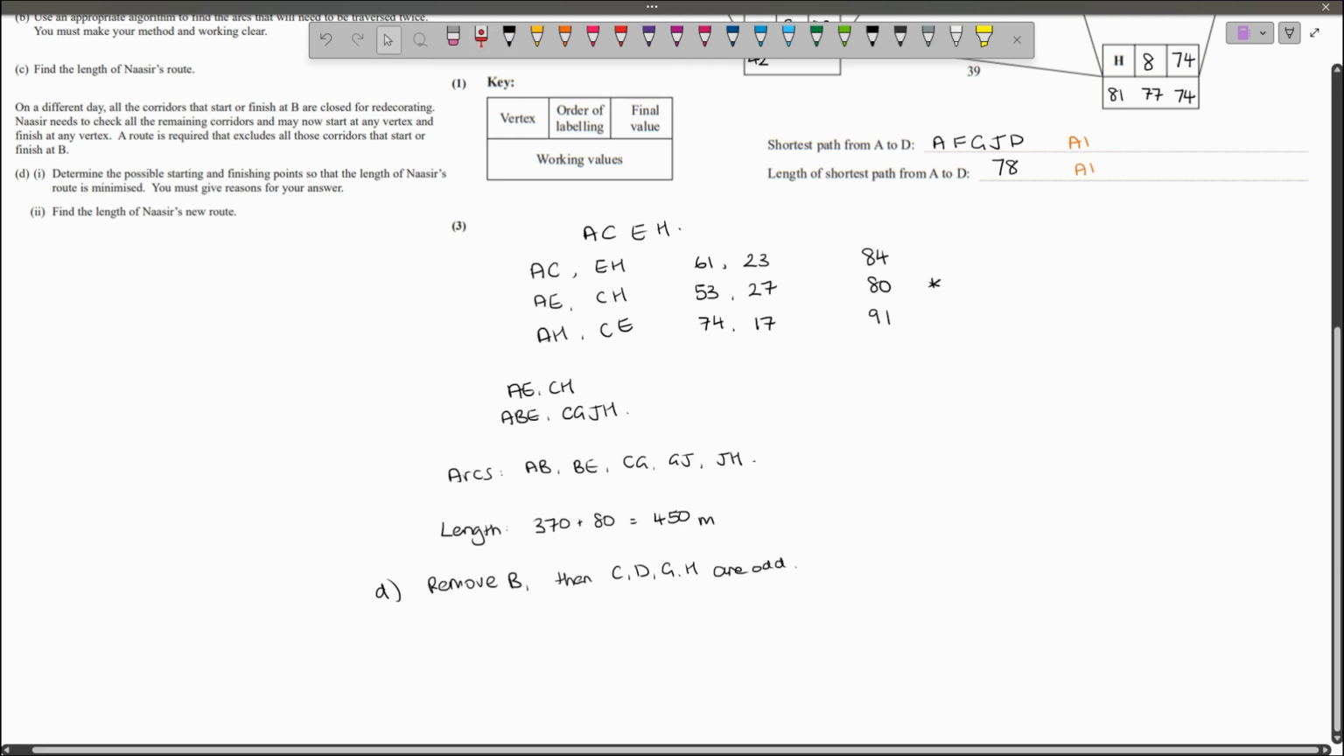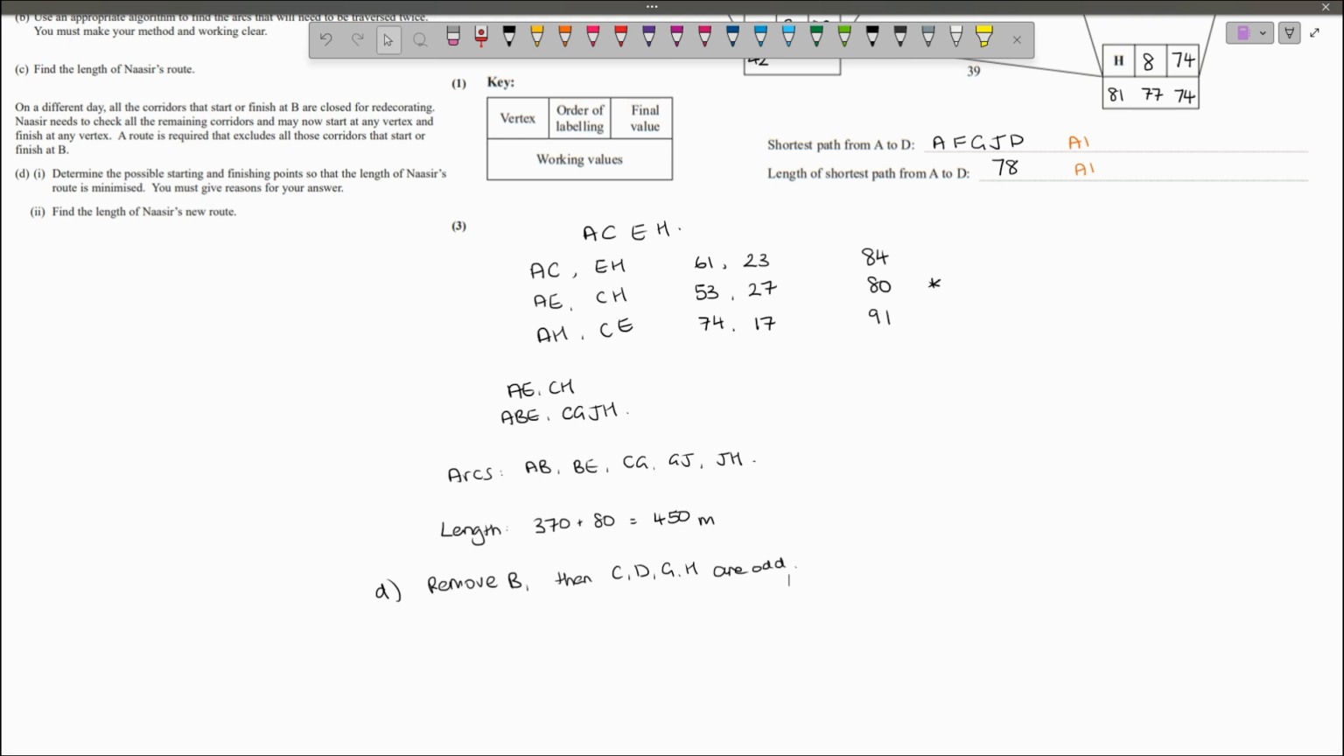So if C, D, G, and H are odd, and we can start and end at any vertex, we're going to want to start and end at two of these vertices, as that stops us from having to traverse multiple pairings twice. As if the vertex is odd, then the first time we leave it, or the last time we enter it, we only have to leave or enter it, which means that we're only using one of the edges going in or out of it.